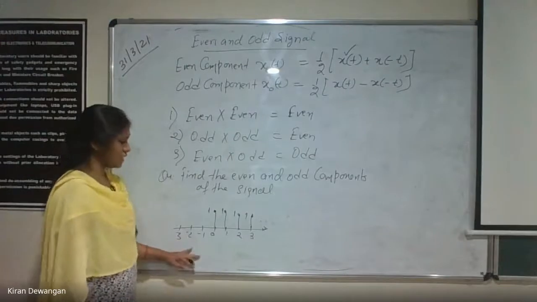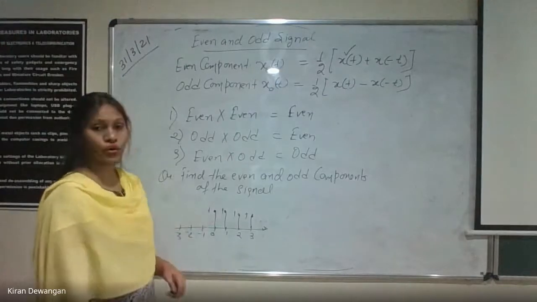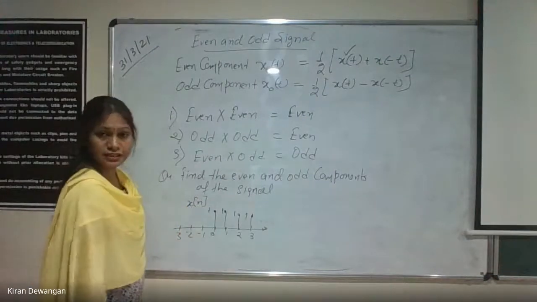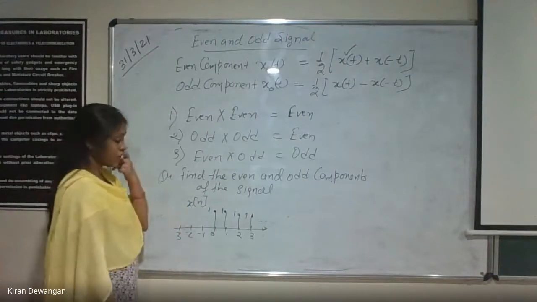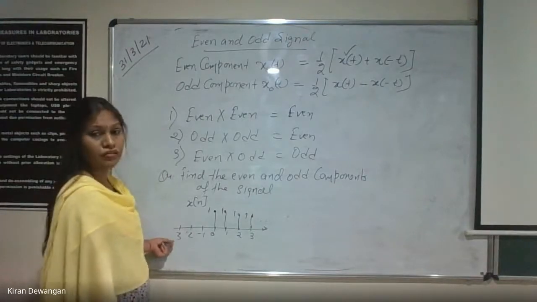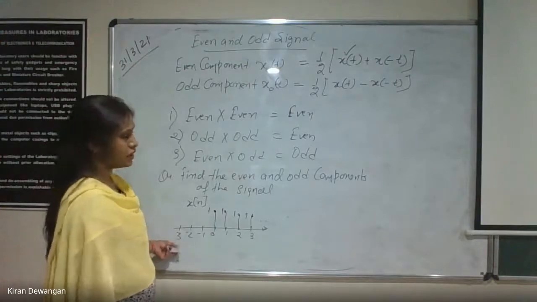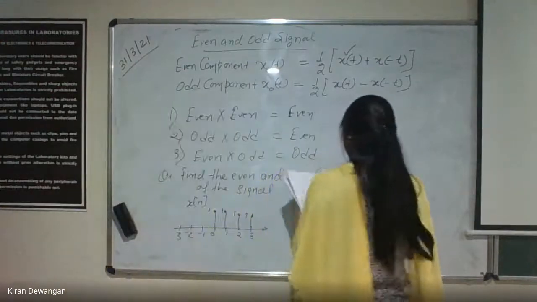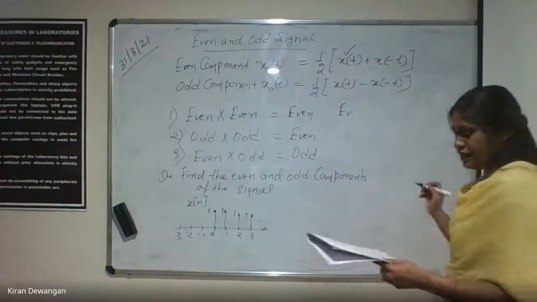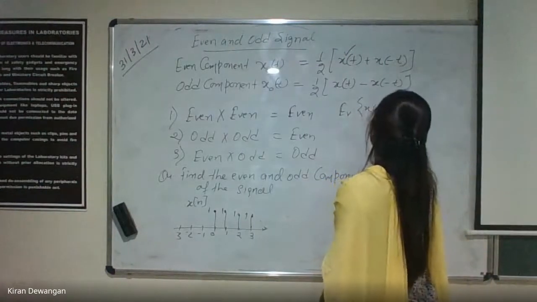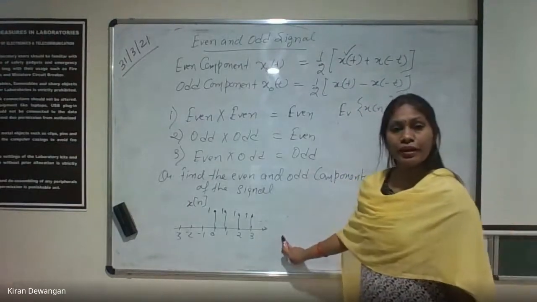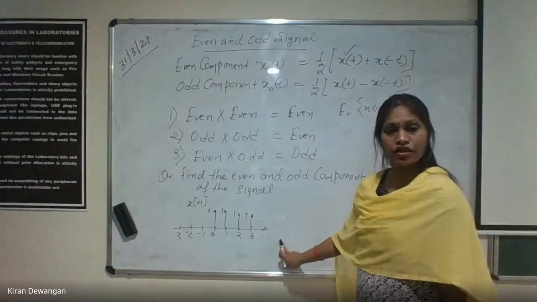Now for this signal, we'll have to find out the even and odd component. This is x[n], because it's discrete. We'll have to find out the even component x_e[n], and we have to find out the odd component. Give me the answer. Even component of x[n] क्या होगा? ये x[n] हुआ, so what would be my x of minus n?